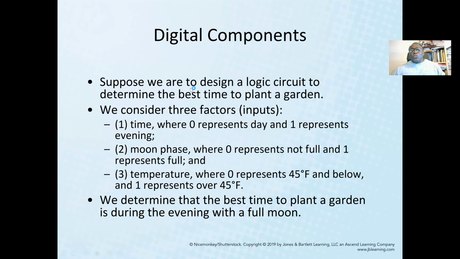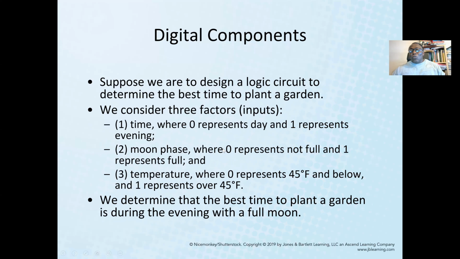So suppose we are to design a logic circuit to determine the best time to plant a garden. We consider three factors here. One will be the time, where 0 represents day and 1 represents evening. Two, the moon phase, where 0 represents not full moon and 1 represents full moon. And of course, the temperature, where 0 represents 45 degrees.